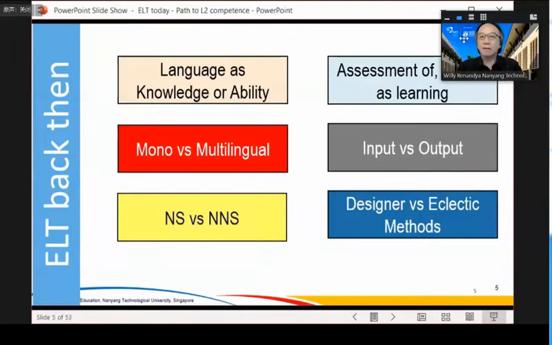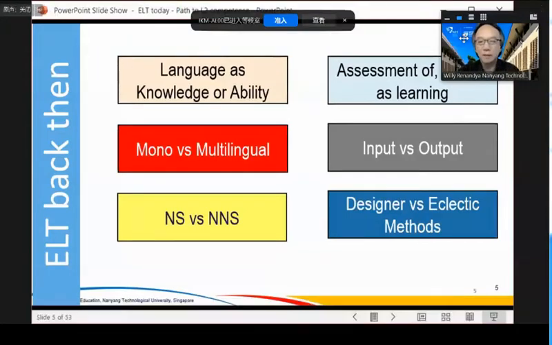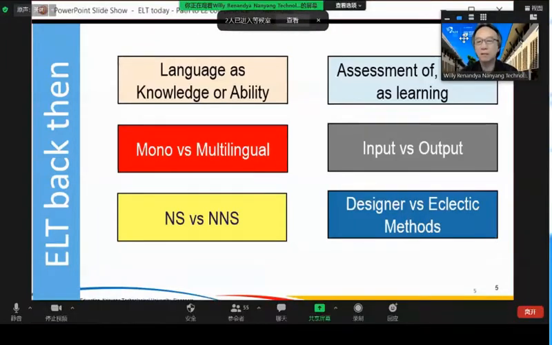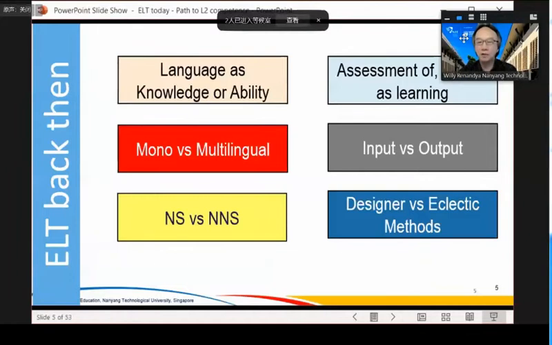I'm so happy listening to Professor Liu's presentation just now. In the past, we were focusing mostly on assessment of learning. But these days, I think we are also embracing the ideas of assessment for learning and also assessment as learning. Again, in the past, people were debating whether input is more important than output or output is more important than input. We now have come to an agreement that both are needed for language development. Also, in the past, we were debating vigorously, rigorously, about a number of designer methods, which method is good, which method is not so good. I think we are now in agreement that we need to learn from the best ideas that people have used in the classroom, and then develop our own ways of teaching using a hybrid method of teaching.